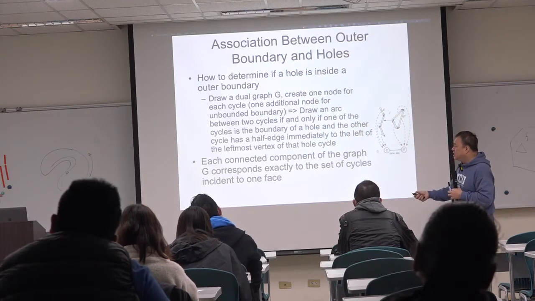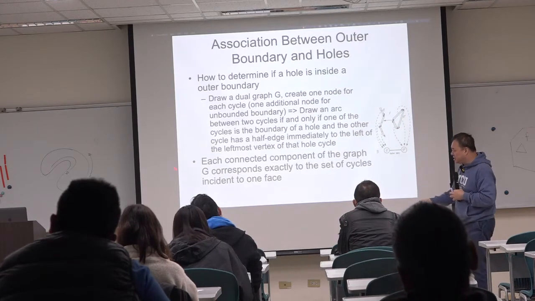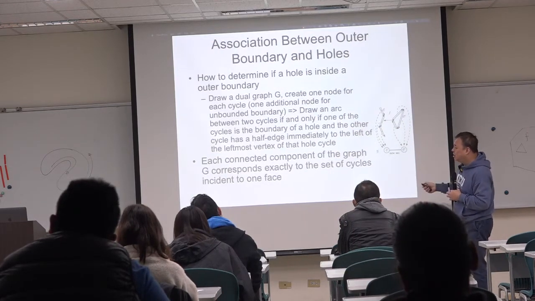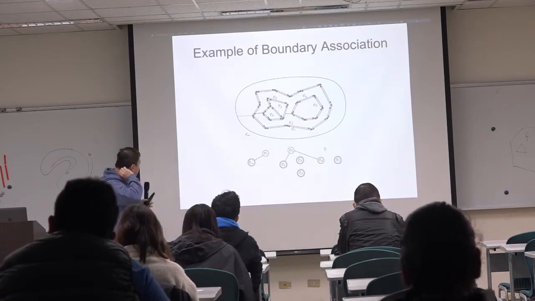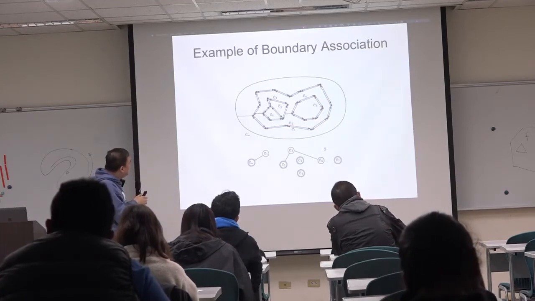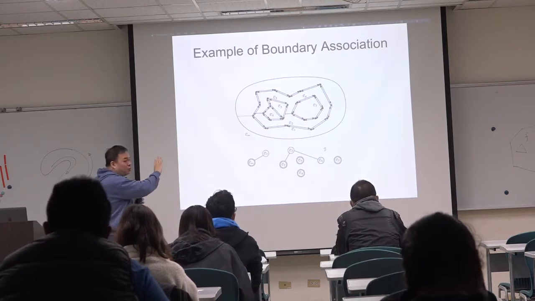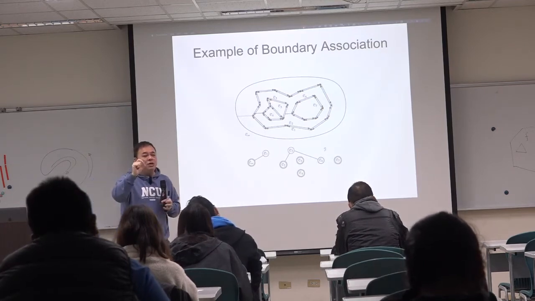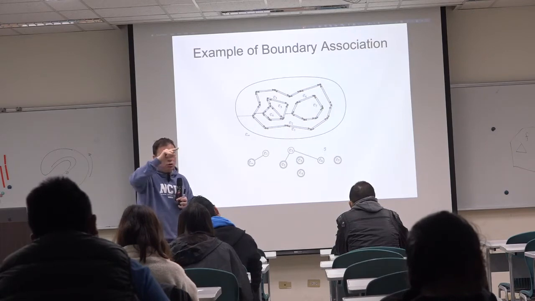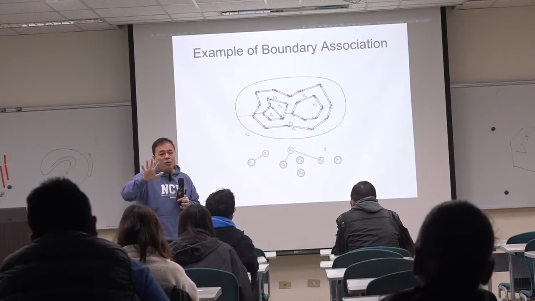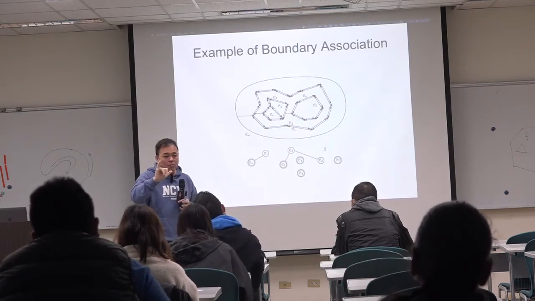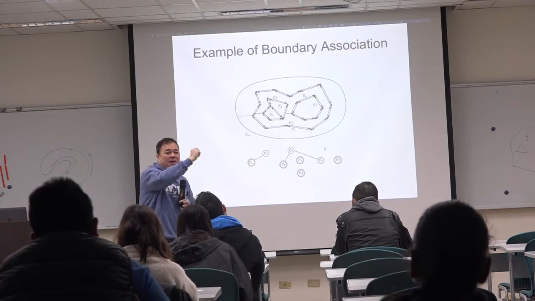Once you finish doing so, you will find that each connected component of the graph corresponds exactly to the set of cycles incident to one face. Let me show you. So this is the example. Oh, by the way, when you create the nodes, we are going to create one additional node. For example, say we have 5 loops, then we are going to create 6 nodes. One of the nodes will be the unbounded face.